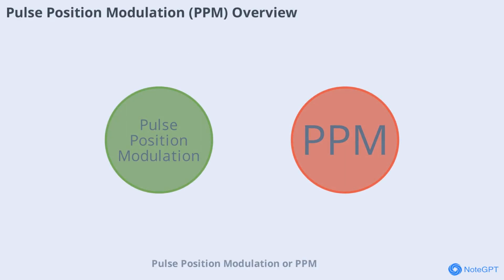Pulse position modulation, or PPM, is a technique where the position of each pulse relative to a reference is varied according to the amplitude of the analog signal at the sampling instant. The amplitude and width of the pulses remain constant while only their timing changes. PPM is valued for its resistance to amplitude and width noise, making it suitable for certain communication environments.